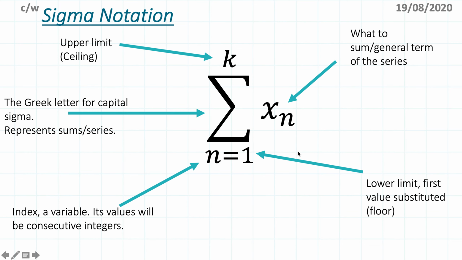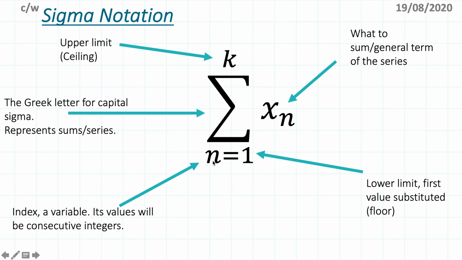This is the sigma notation, and it's a capital sigma. You need to understand and recognize all the parts. We first start with the index. This is what gets replaced, the n variable. This value will keep on changing in the expression here.